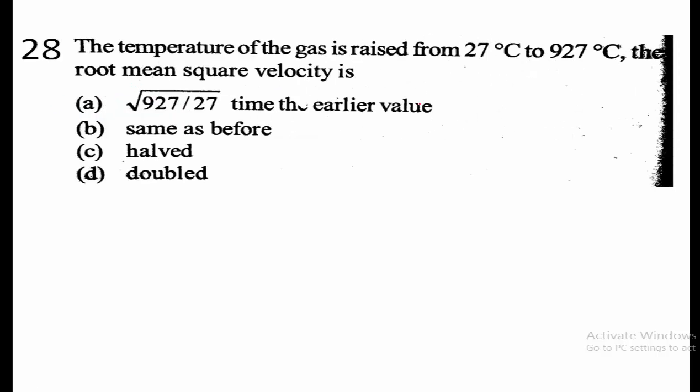Next, 28th. The temperature of a gas is raised from 27 degrees Celsius to 927 degrees Celsius. The root mean square velocity is.